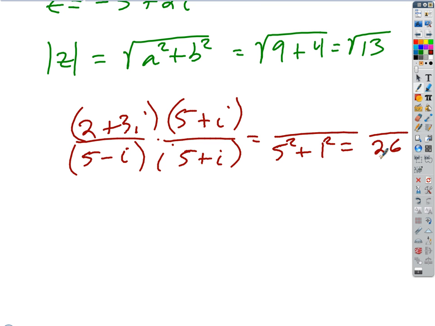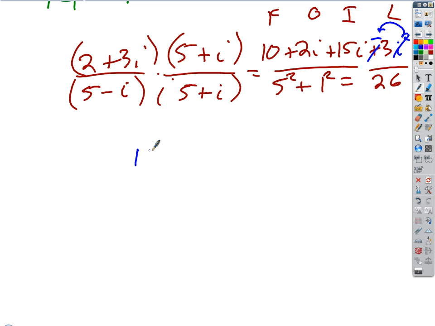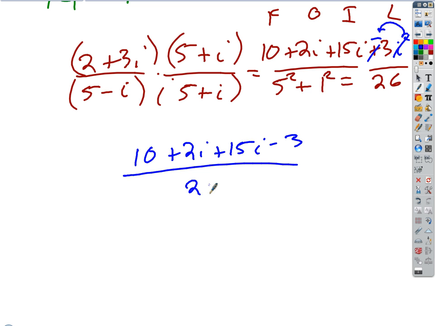Okay. So if I FOIL this out, first times first gives me 10. Outside product is plus 2i. Inside product is 15i. Last product is 3i squared. But what's i squared? Negative 1. So the i squared just turns that into a minus. And so we end up with 10 plus 2i plus 15i minus 3, all over 26.